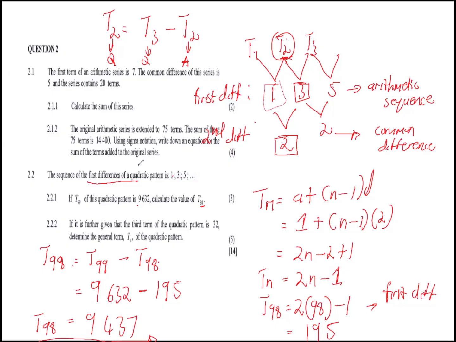Okay, so let that sink in. It's very important that you note that. Whenever we are looking for something that has to do with the quadratic T2, then it's T3 of that quadratic minus T2 of the same arithmetic.